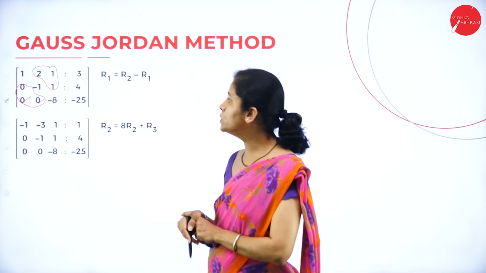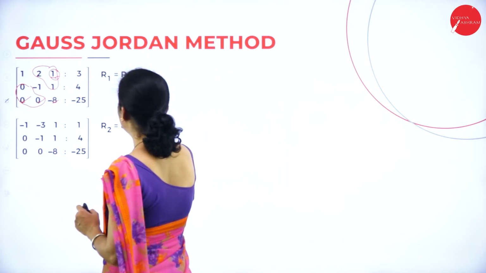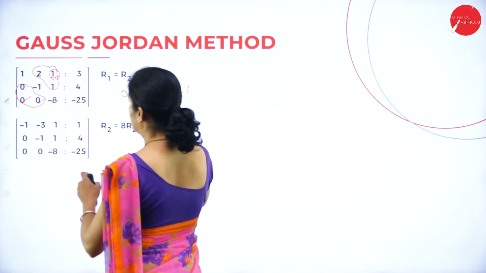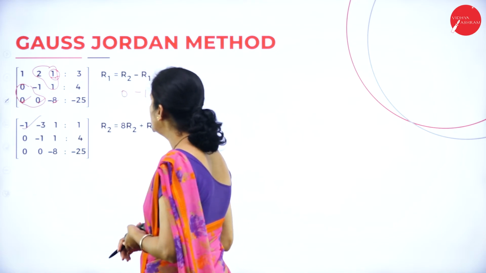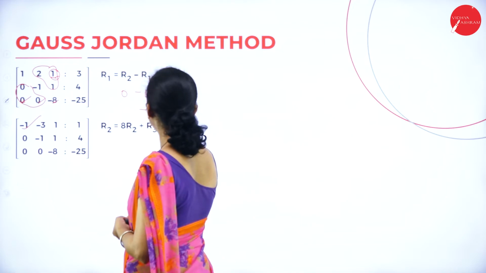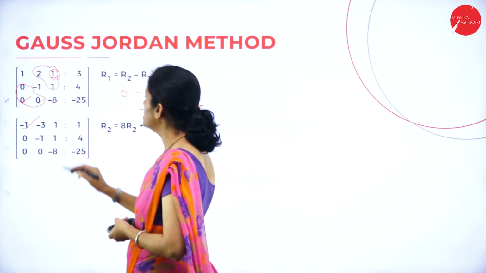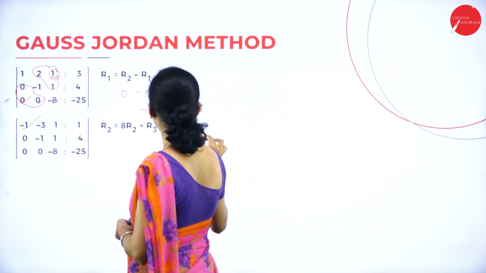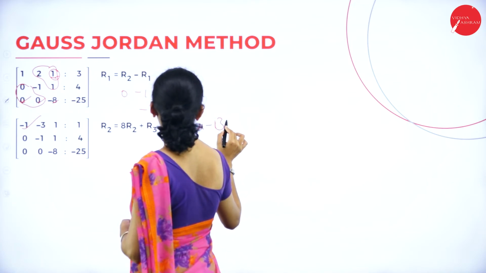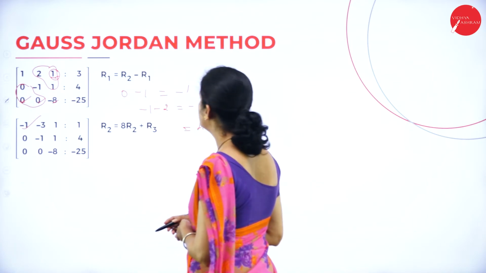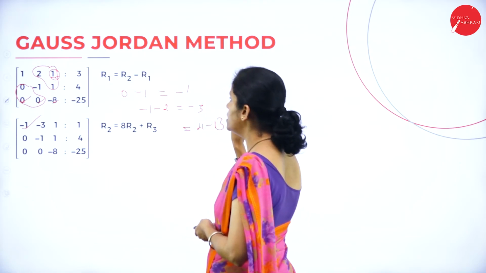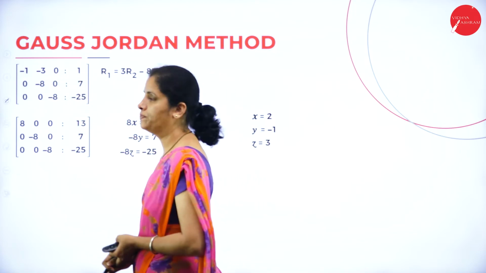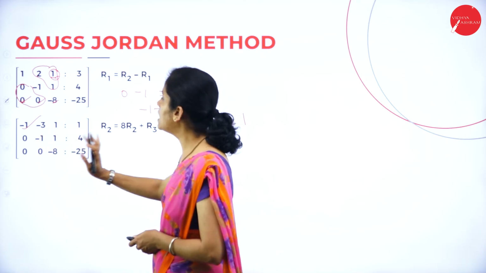So what I will do now, what is R2? R2 is 0 minus R1, it is 1, so I'll get minus 1. So I got minus 1. Now R2 is minus 1, then minus 2, it is minus 3. Now see here, 1 minus 1, it is 0. Then I have 4 minus 3, which is 1. So I want to get the answer minus 1, minus 3, 0 and 1. So I got minus 1, minus 3, 0 and 1. And I'm going to write the rest of the elements as they are.